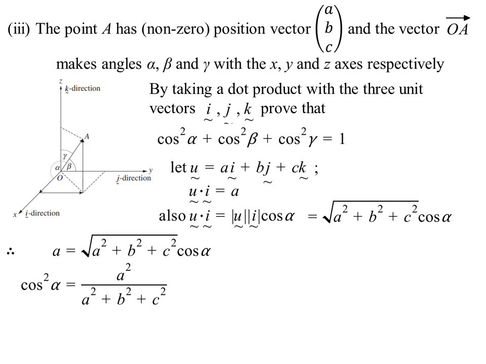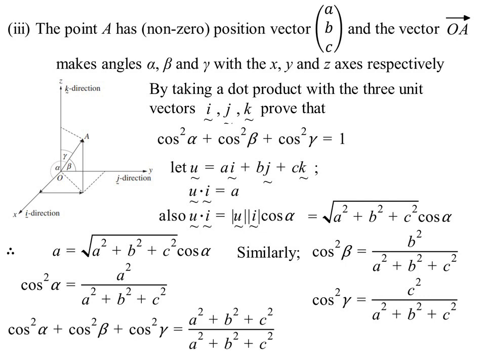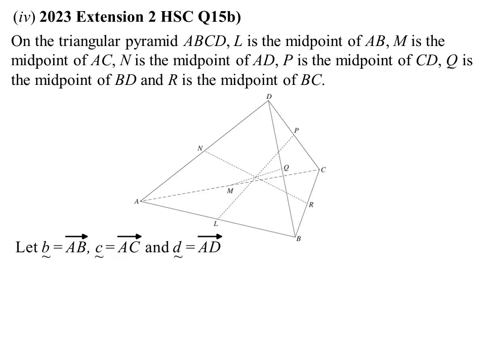Now I could do exactly the same thing for beta. The only difference is I'd have b squared on top instead of a squared. And I could do exactly the same thing for gamma, but I would have c squared on top. So if I add the three together, I get a squared plus b squared plus c squared over a squared plus b squared plus c squared, which of course is 1. And there's our result. Now let's have a look at this one from last year's HSC.